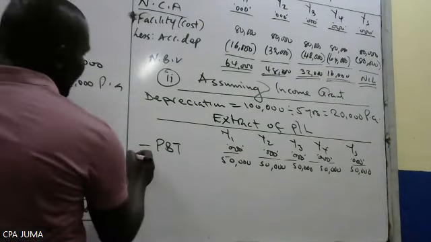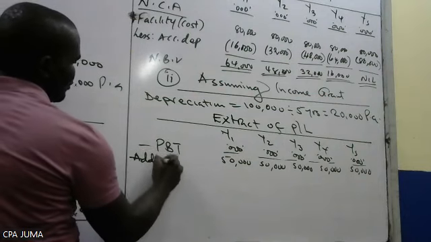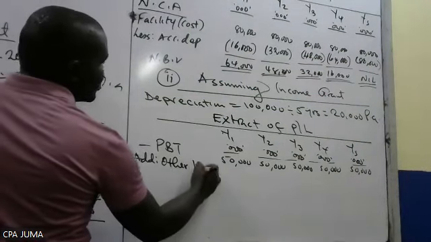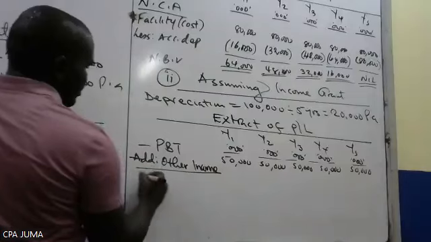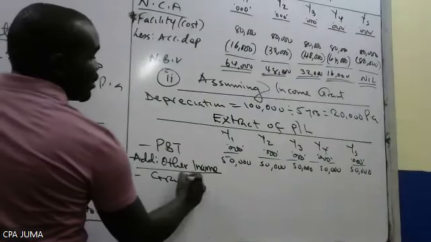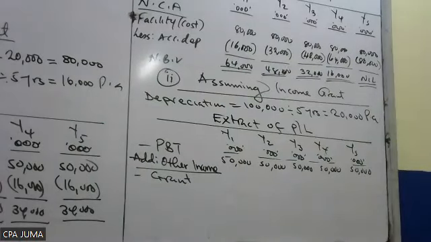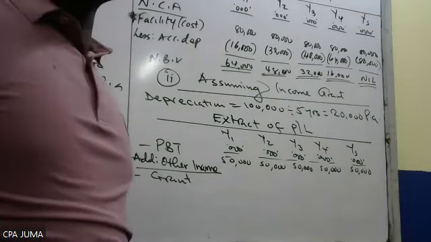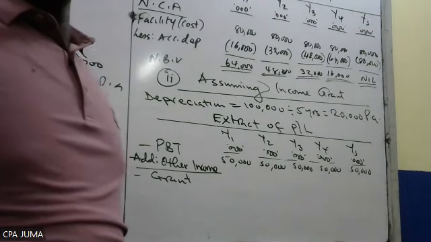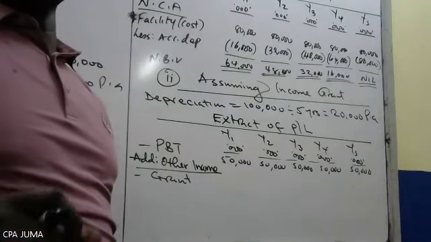Then you add other income. Which other income do you know? Grants. So the grant is the other income. In income, the grant is recognized in P&L so that we will reduce the expenses.